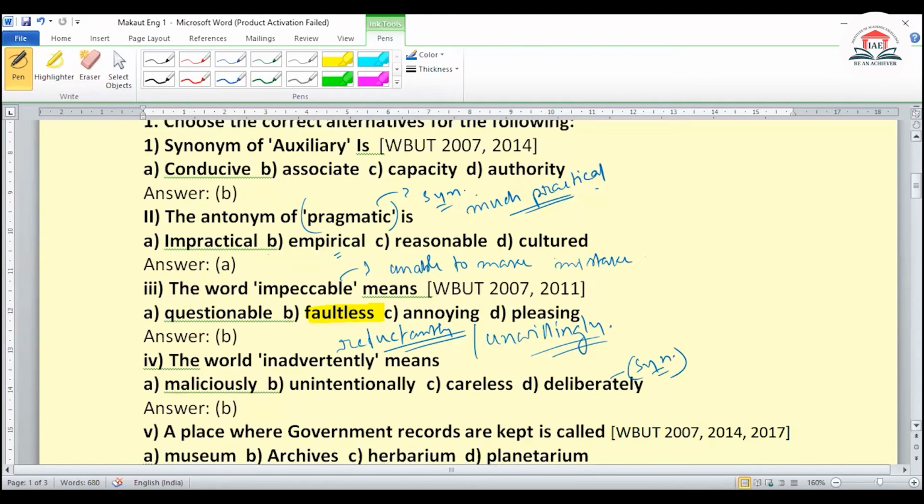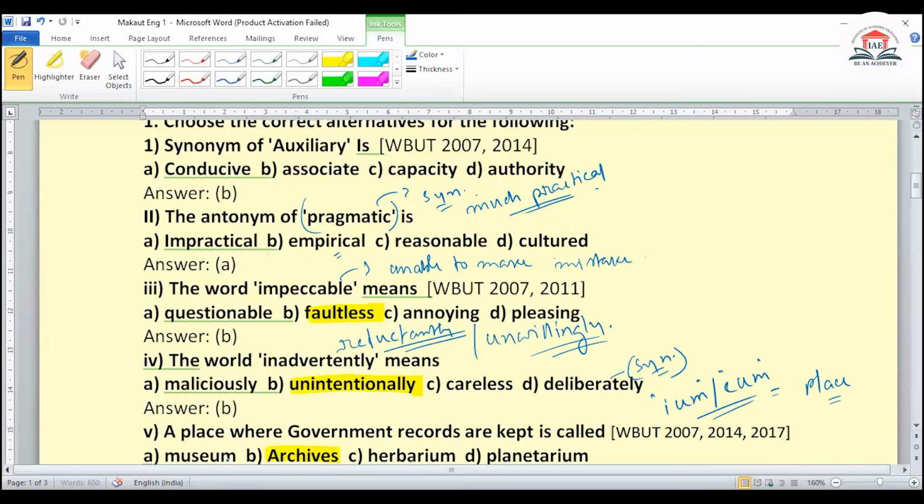Anyway, a place where government records are kept is called what? Is it museum, archives, herbarium, planetarium? Archives. Archives is the only word, right? Now see, I've already told you that IUM or EUM, please keep it in mind. These origins are very important. Now, it means a place where something is preserved, right?